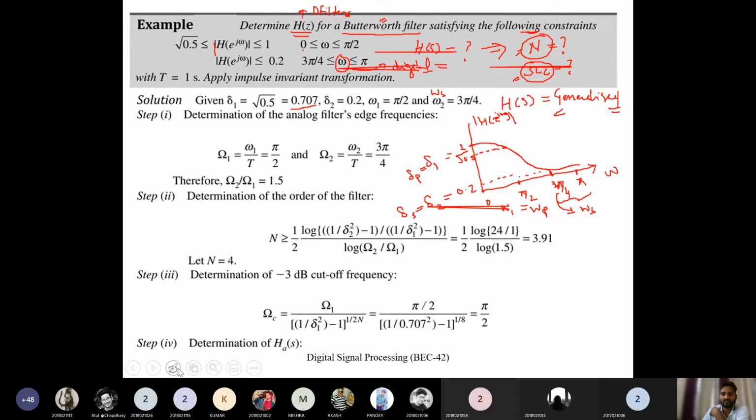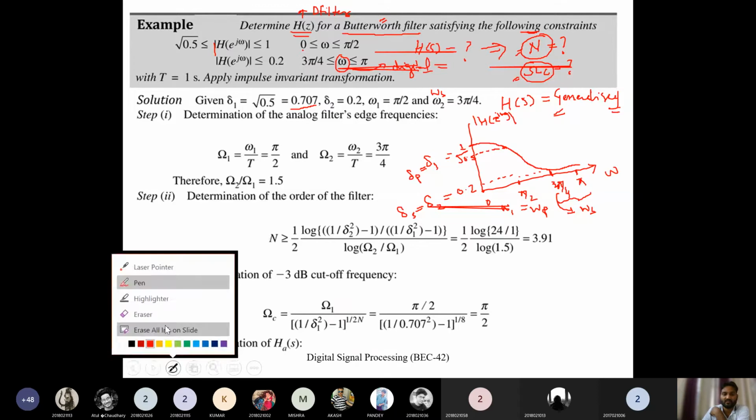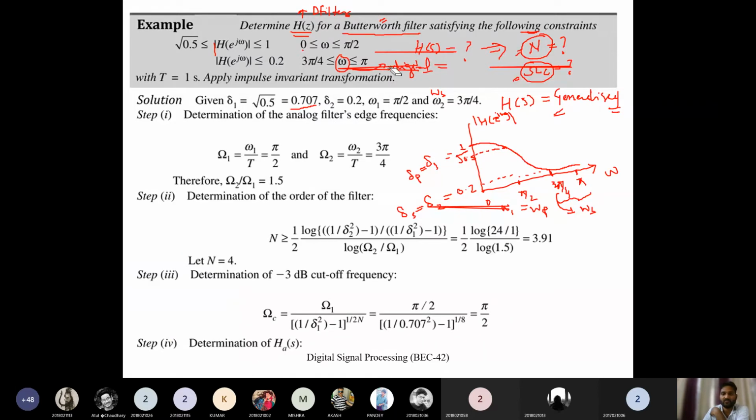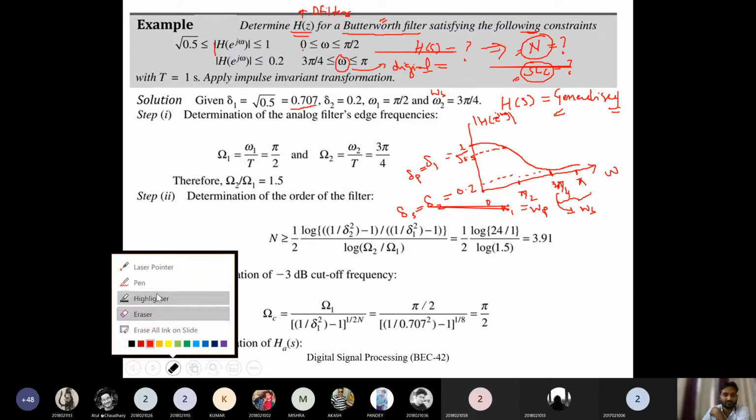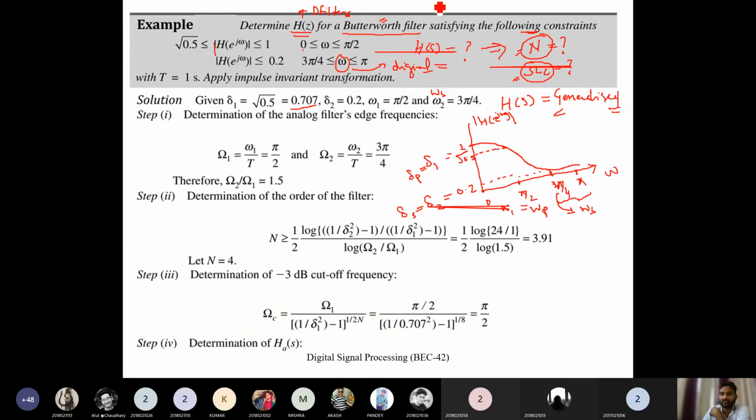Once it is the digital frequency, we need to convert this digital frequency into analog frequency, because we need to find out the analog filter. So once the digital frequency is given, we need to convert it to an analog frequency to find out the analog transfer function.